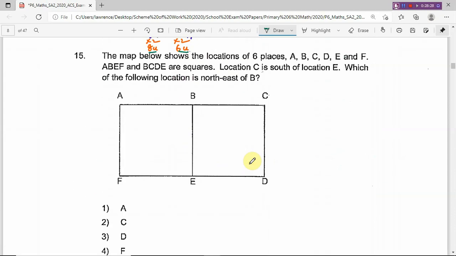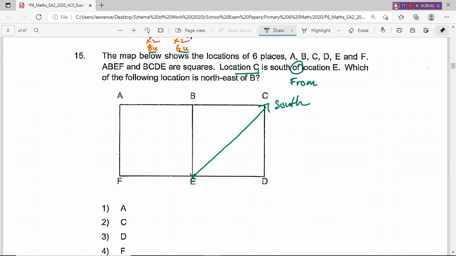Angles. So the map shows the location of 6 places, and they are squares. Alright, you can see 2 squares. Lesson here: most students can't do this because they don't know how to look at the directions. Location C is south of. The word "of" means from. So from location E, you go to C. So that will be what direction? That will be the south. That's how you interpret. So from E, you go C. What direction is that? South.